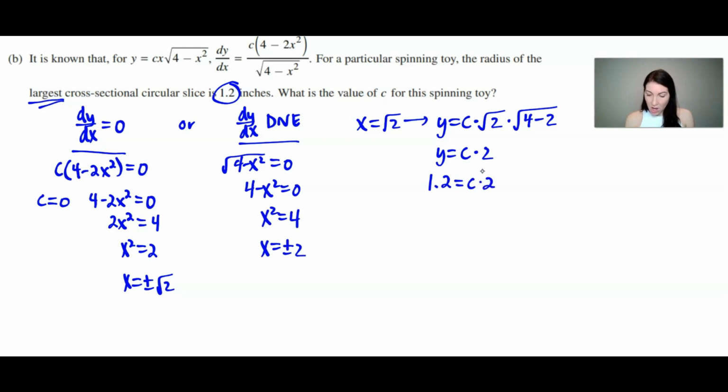equals c times 2. So if I divide both sides by 2, I get 0.6. And you know what? I think that's going to be the answer because I can't plug in -2 because, again, I'm looking only at the first quadrant. And if I plugged in an x value of +2 into this original function, you would see that when I take the square root of 4 minus 2 squared, I would just end up with a y value of 0. So my final answer is going to be c equals 0.6, and that is for part B.